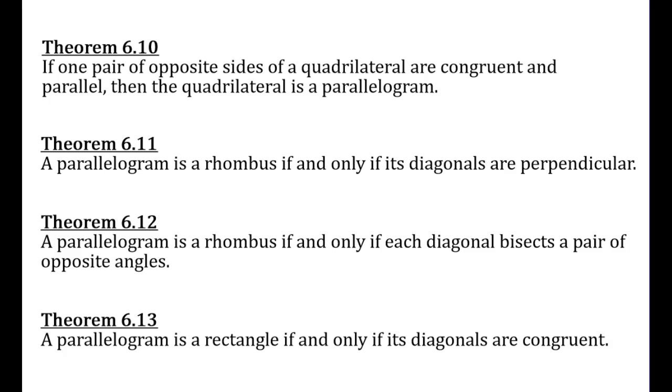Theorem 6.10, if one pair of opposite sides of a quadrilateral are congruent and parallel, then the quadrilateral is a parallelogram. Theorem 6.11, a parallelogram is a rhombus if and only if its diagonals are perpendicular. Theorem 6.12, a parallelogram is a rhombus if and only if each diagonal bisects a pair of opposite angles. And then theorem 6.13, a parallelogram is a rectangle if and only if its diagonals are congruent.